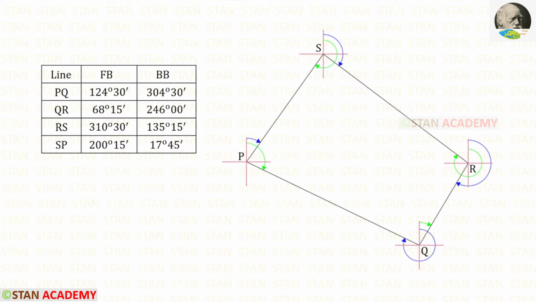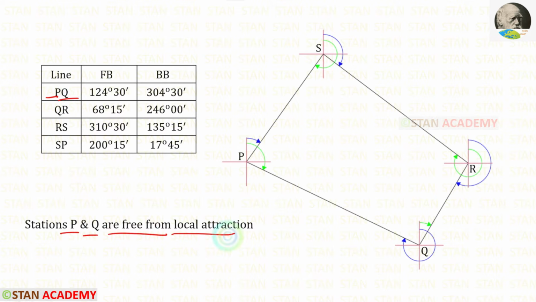Now we are going to check which stations are affected by local attraction. We know that the difference between back bearing and fore bearing is 180 degree. When we subtract this angle by this angle, we will get exactly 180 degree. In QR, RS and SP, the difference between fore bearing and back bearing will not be equal to 180 degree. So only in PQ, the difference is 180 degree. In this case, we can assume that the stations P and Q are free from local attraction.